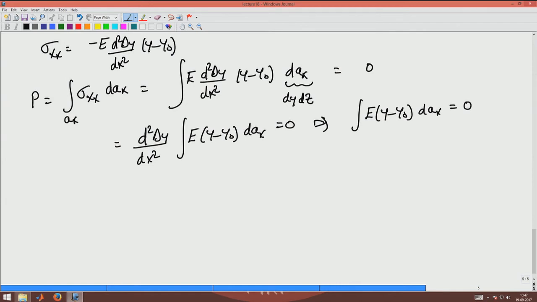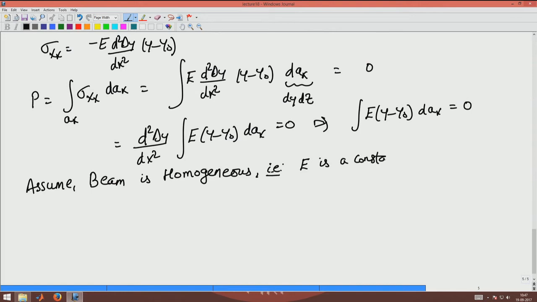Now, let us assume the beam is homogeneous, that is, E is a constant, implying no spatial variation.